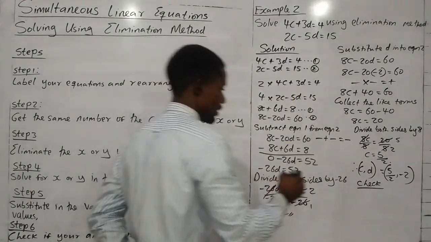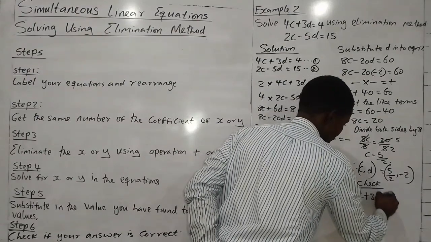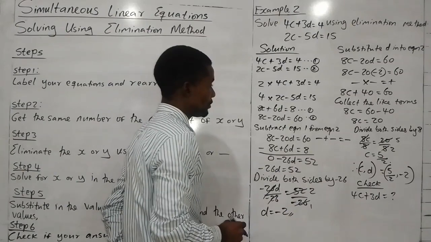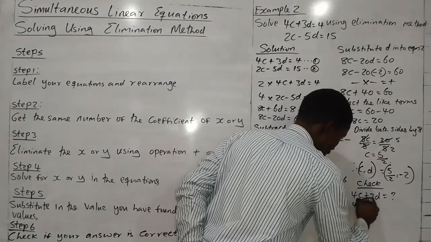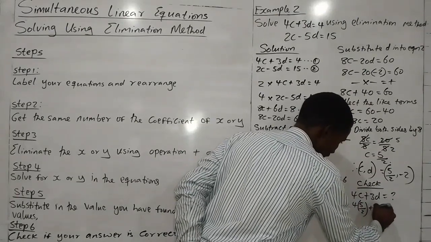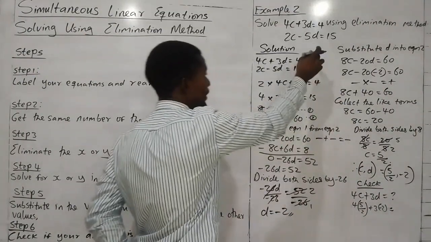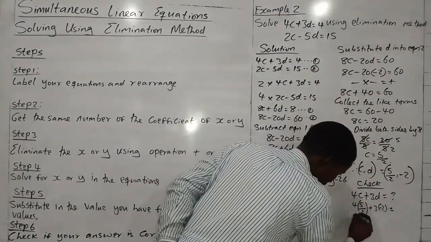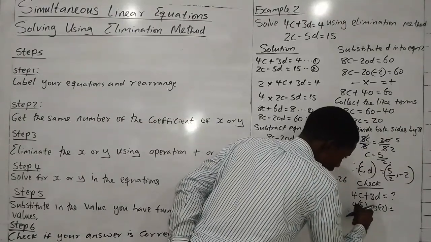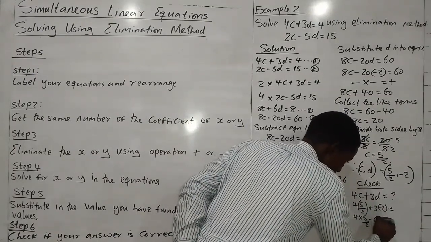Let's use equation 1 to check. So we have 4C plus 3D equals, let's assume that we don't know our value now. So we have 4 in bracket 5 over 2 plus 3 in bracket minus 2. Everything should give us the value we have here. So we have 4 times 5 over 2 minus 2 times plus 3. That's plus 3 times minus 2, which is going to give me minus 6.